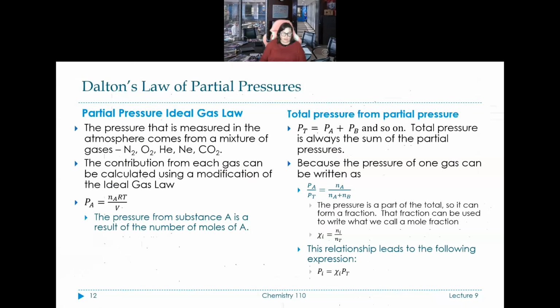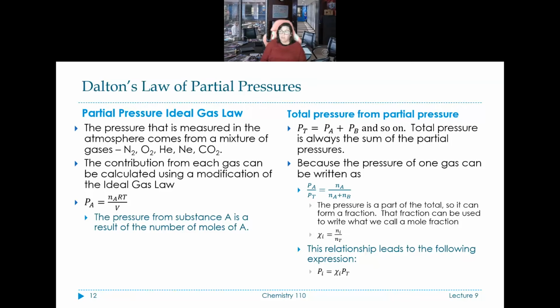So we calculated that. Let's talk about Dalton's law of partial pressures. So partial pressure ideal gas law. This is a derivation of the ideal gas law that's meant for partial pressures. The pressure that is measured in the atmosphere comes from a mixture of gases, N2, O2, He, Ne, and CO2 being the primary components. The contribution from each gas can be calculated using a modification of the ideal gas law. So the pressure from that one gas is equal to the number of moles of that gas times R times T divided by V. The pressure from substance A is a result of the number of moles of A.